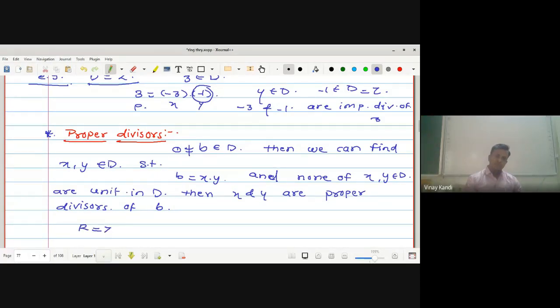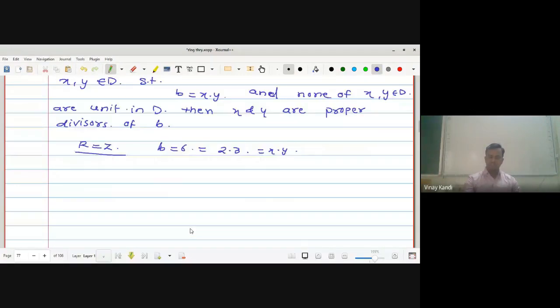For R is equal to the set of integers, suppose B is equal to 6. Z is an integral domain without zero divisors. Now we can write 6 is equal to 2 into 3, which is x into y. Okay, now x and y are what? None of x or y is a unit in D. So here 2 and 3 are the proper divisors of 6. Okay, so this is the definition of proper divisor.